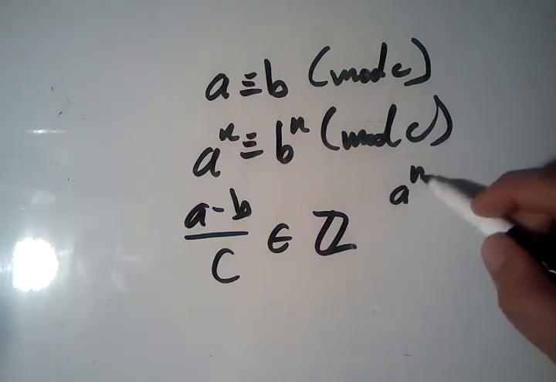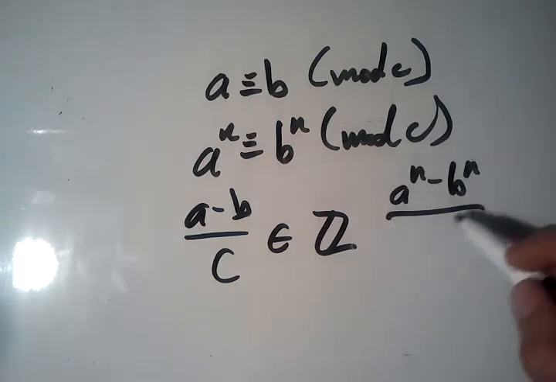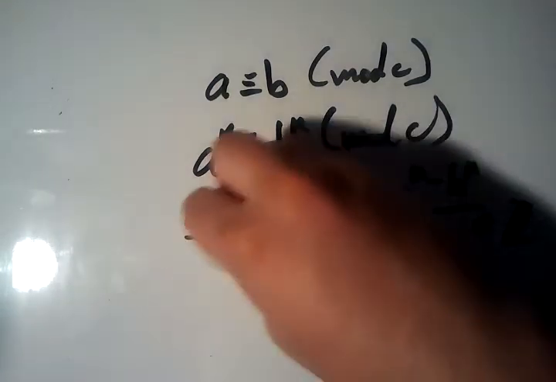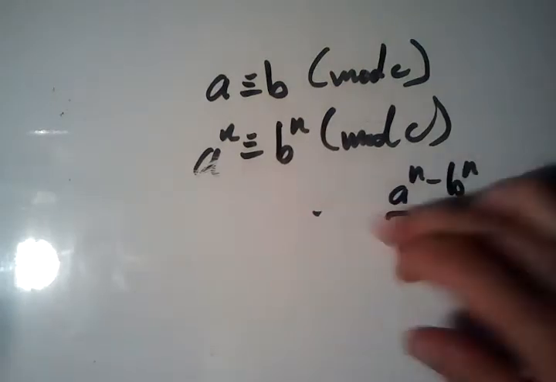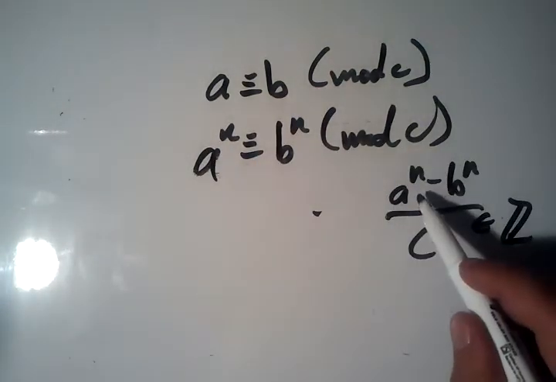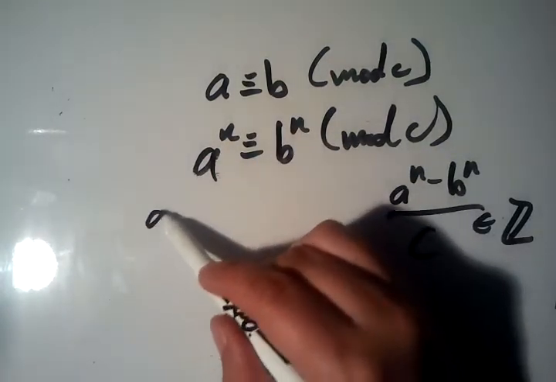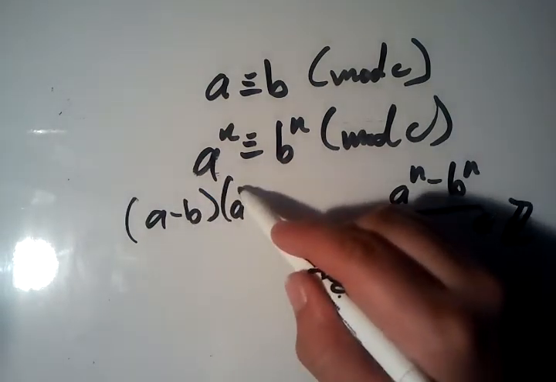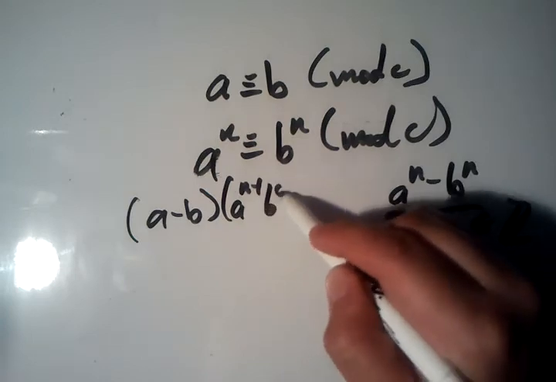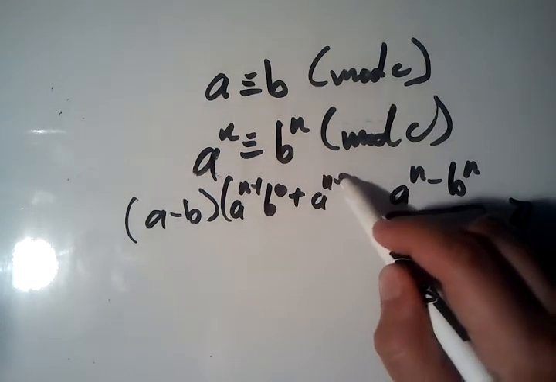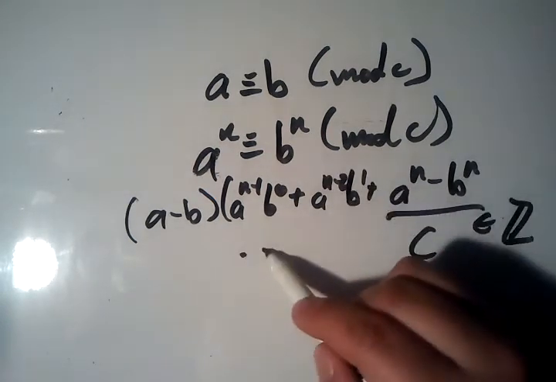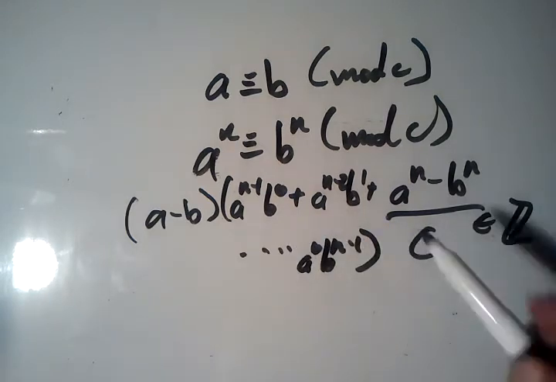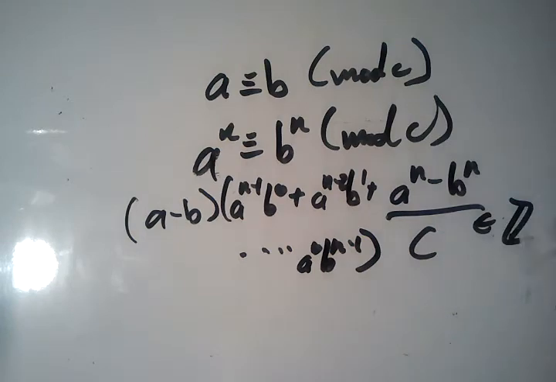So does that imply that (A to the n minus B to the n) over C is also an element of the integers? It actually does, because going back to your Algebra 2 class, we can factor out A minus B from here. Then we're going to get A to the n minus 1 times B to the 0, plus A to the n minus 2 times B to the 1, plus, and that's going to go all the way to when A is to the 0 and B is to the n minus 1. So we can factor out A minus B from there.